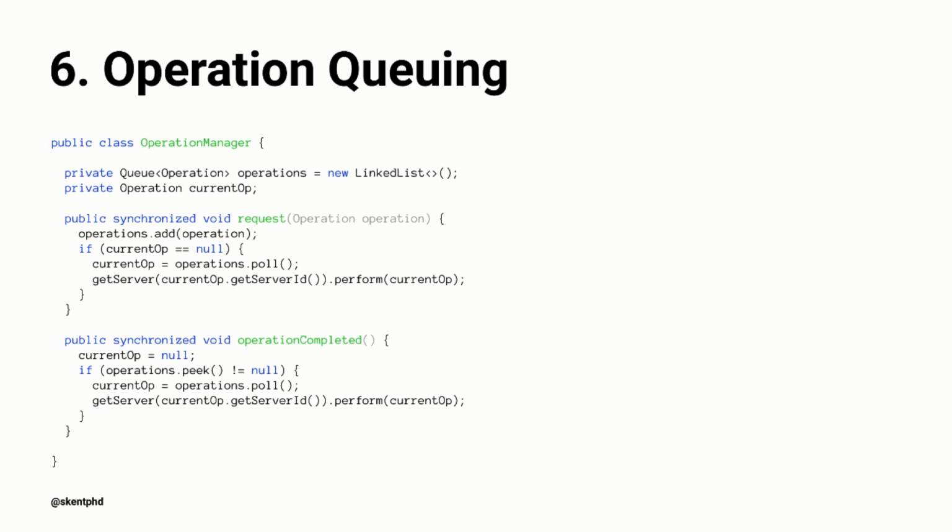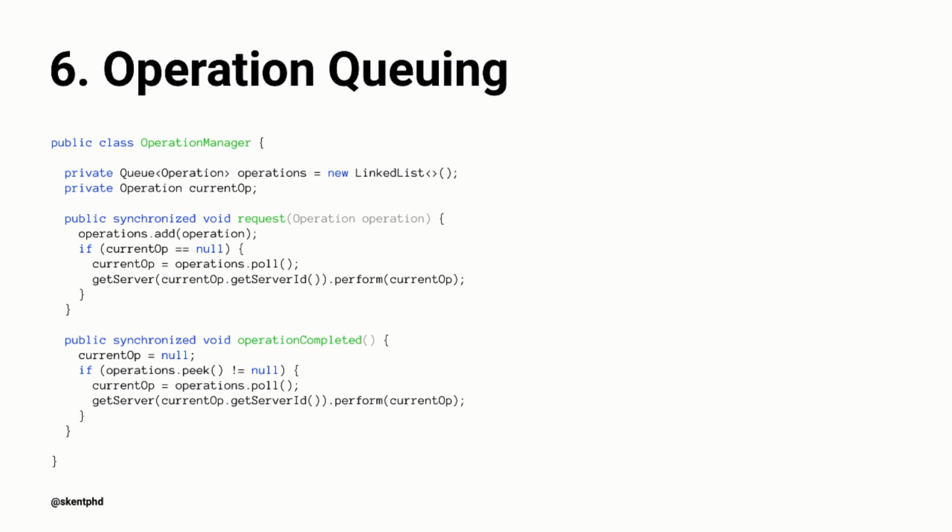This is one of the codiest slides, so I don't know if you can read that. So I'm just going to talk through the high level of the API. This is the operation manager. It has a queue as a field, and it has a reference to whatever the current operation is. Its public API has two elements. It has the ability to request an operation, and it has the ability to tell the manager that the operation that was currently running has now completed.